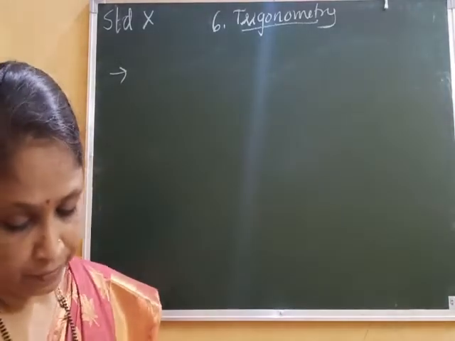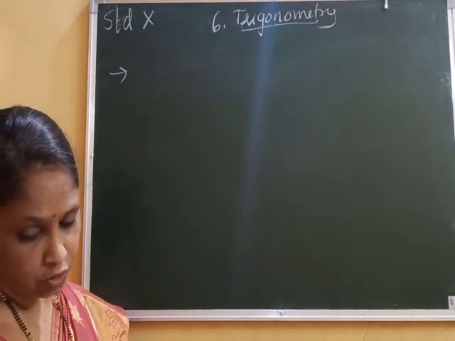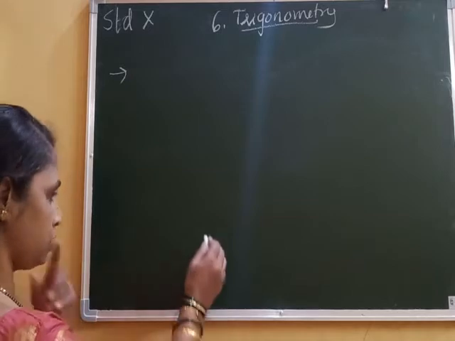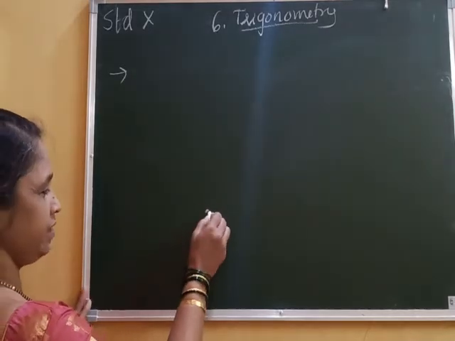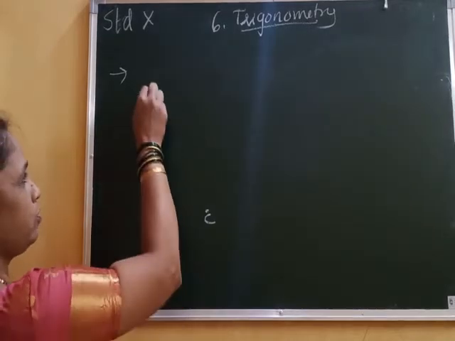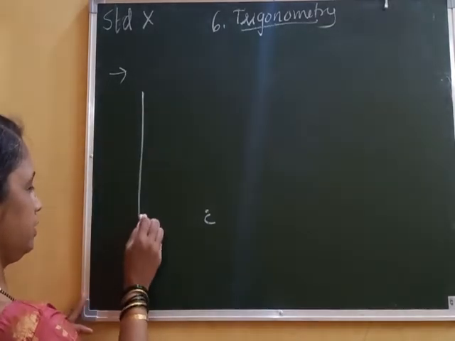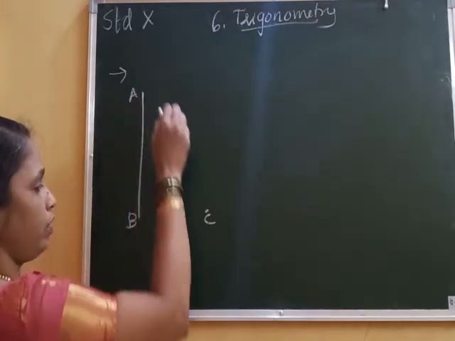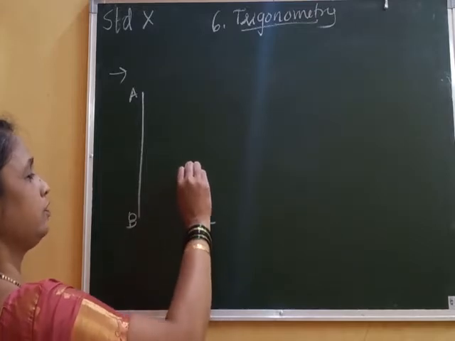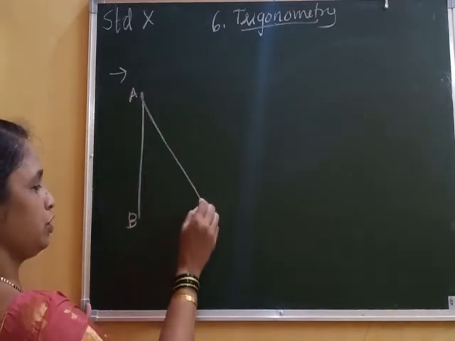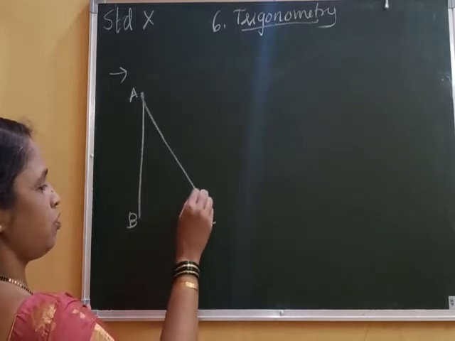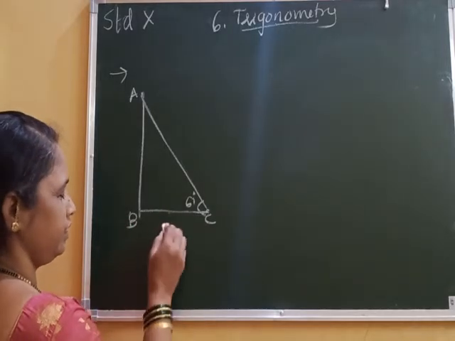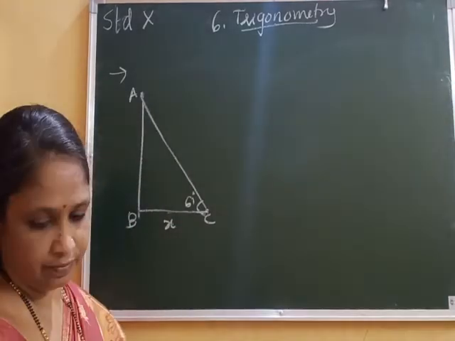Now see, a man observes the top of the tower on the opposite bank, making an angle. Suppose here is a man, standing here and seeing the tower. Suppose this is the tower, with points A and B. This is the top portion of the tower. Now he observes the top of the tower making an angle of elevation of 61 degrees. This is his line of vision and this is the horizontal line. Now this distance is x.